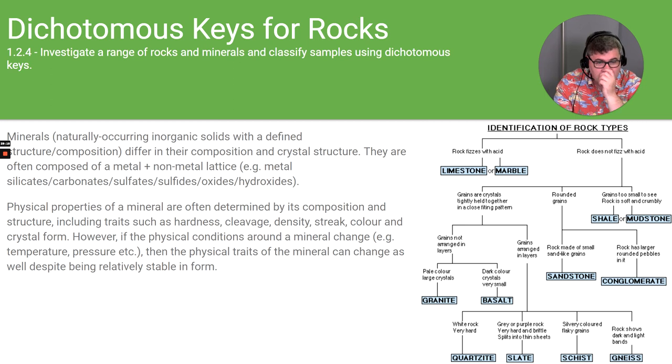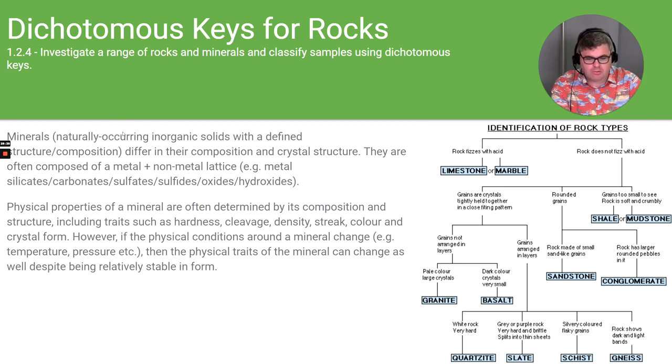Now, a dichotomous key is a very easy way of classifying rocks based on what they have and what they don't. So, to identify rocks, we tend to use the graph that's on the right-hand side. If you want, pause the video and get a copy of it.